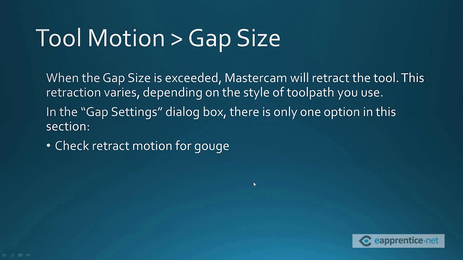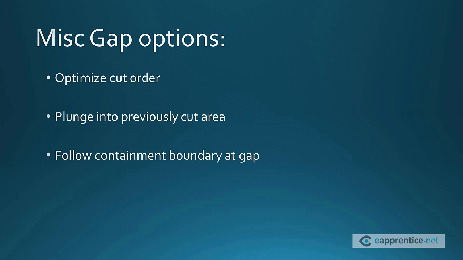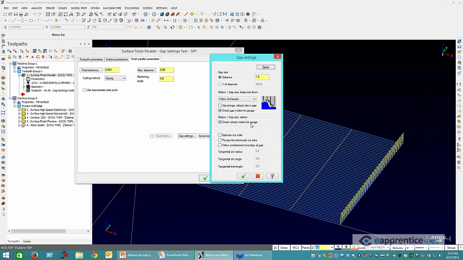So when the gap size is exceeded, Mastercam will retract the tool. That's the biggest takeaway here with what the gap settings do for you. This retraction varies depending on the style of toolpath you use. So there's only one option here, check the retract motion for gouge. And I say it varies depending on the style of toolpath because the HST toolpaths don't just retract the tool. You can use the shortest distance option and have it output a feed move if you like. So there are some miscellaneous gap options. And before we get into those, let's take a look at what this gap can do for us.